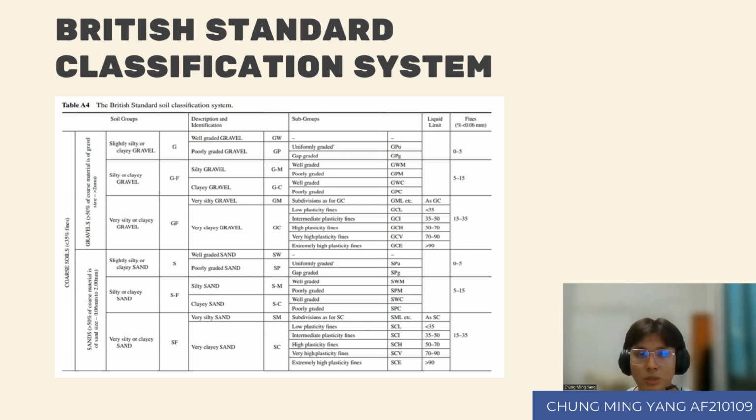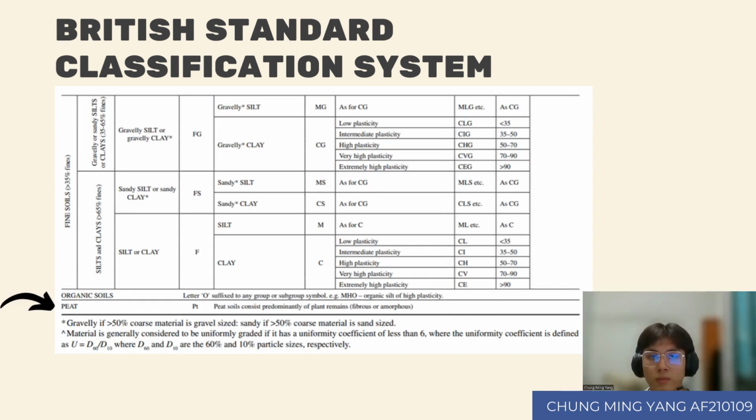The British Standard Classification System (BSCS) has been used in this research to classify the soil sample. By referring to the particle size distribution of the soil sample as shown in the previous slide, we know that it is a peat soil, which consists predominantly of plant remains such as fibrous or amorphous plants.